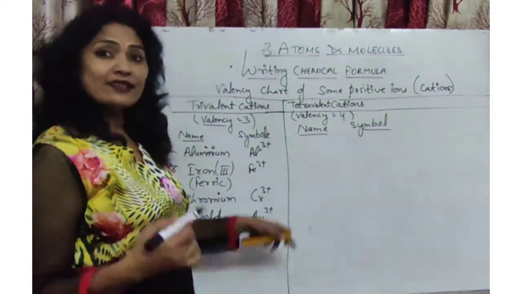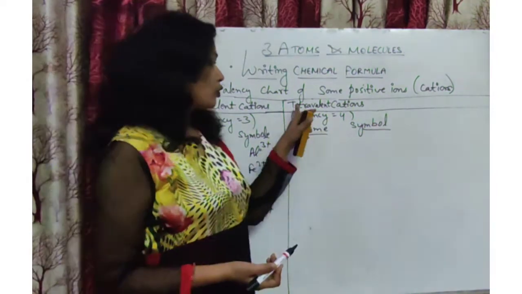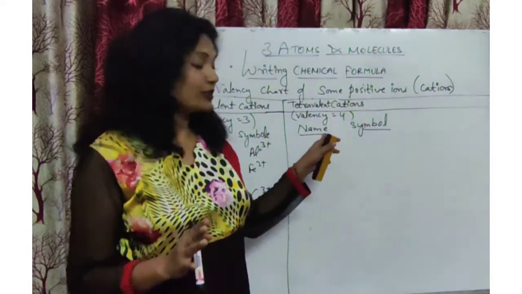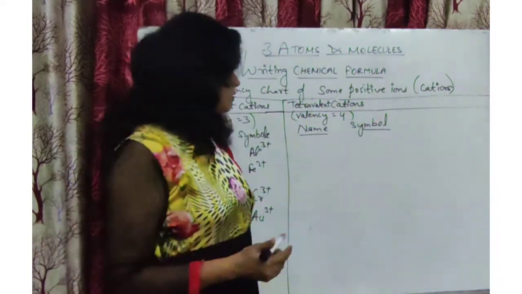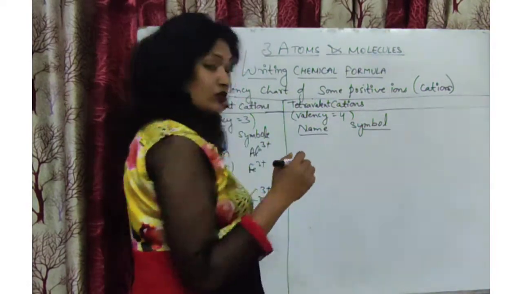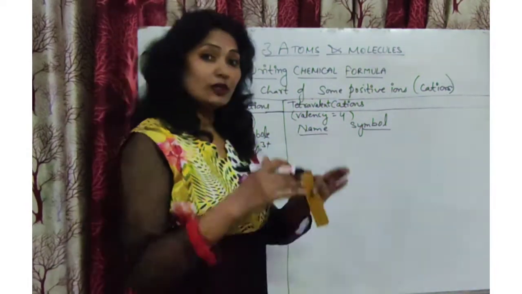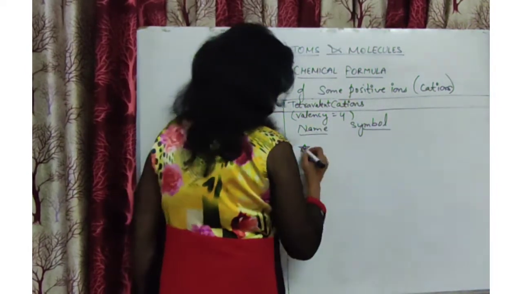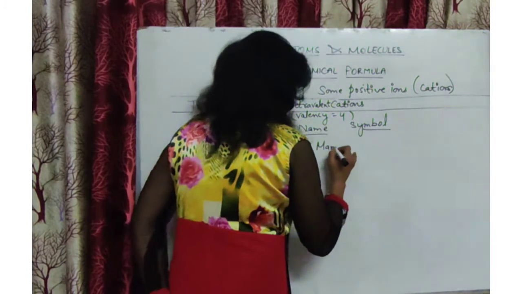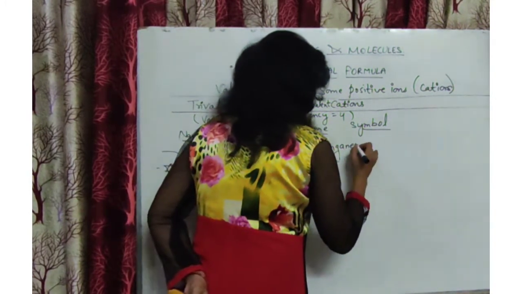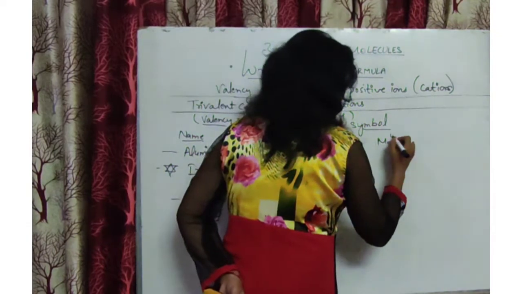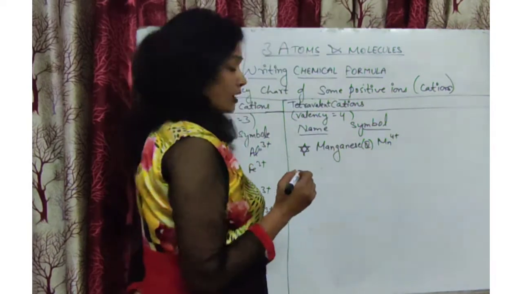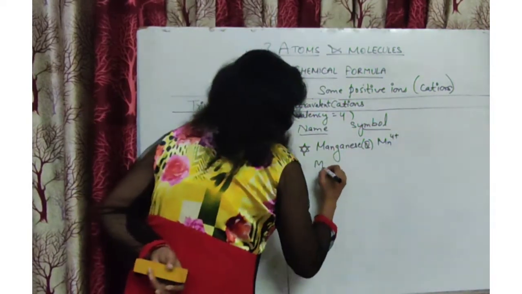Okay, now let us start the another elements whose valency are 4, means tetravalent cations. Those elements whose valency are 4. Okay, so we can take that all the 4 elements have variable valency. So we can make the streaks or make a star. So manganese, Mn4 positive, and in front of the manganese we will write in Roman number 4, and the name is manganic.